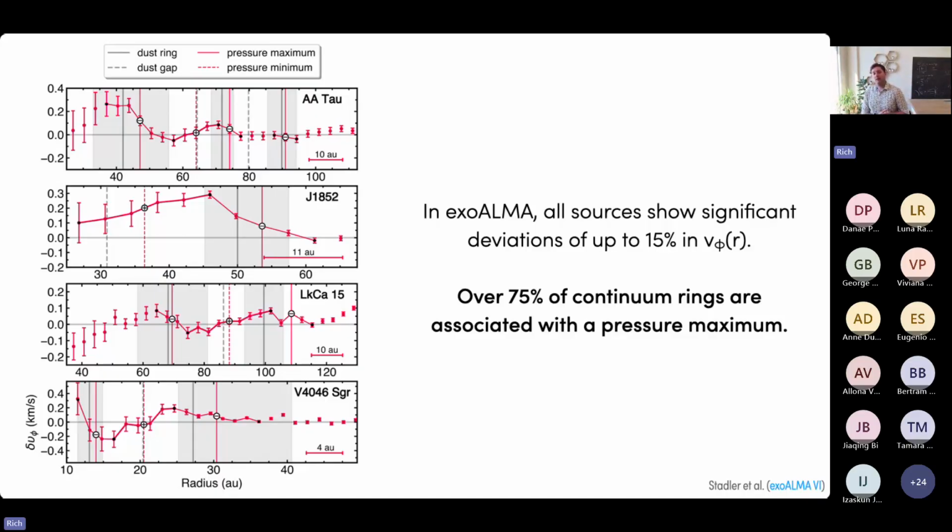The problem here, though, is that this technique is only sensitive to the pressure gradient. We have no idea about the actual magnitude of the pressure variations. We can just see the shape of the curve.